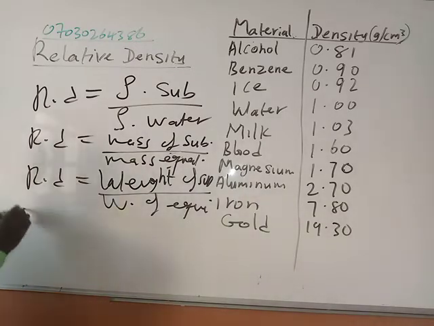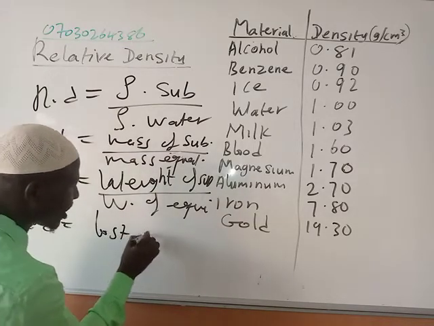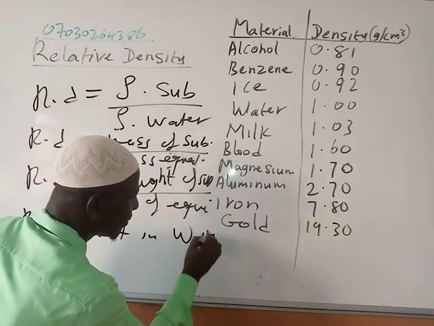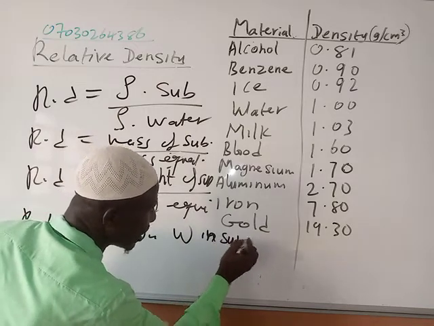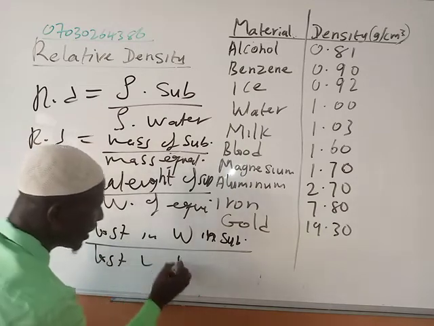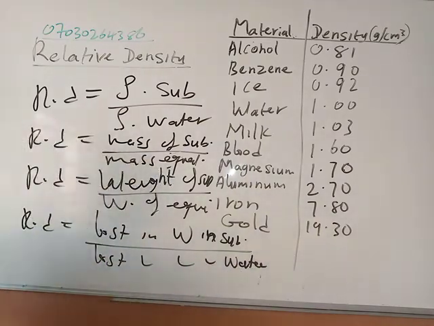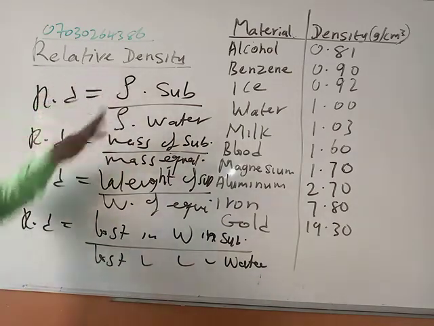Now, we can still define it in another way. We can define relative density as the ratio of the loss in weight in the substance, that is the liquid, over the loss in weight in water. So these are the four major ways of defining relative density.